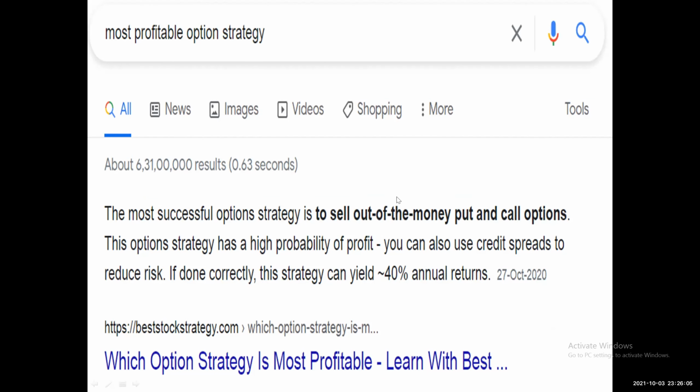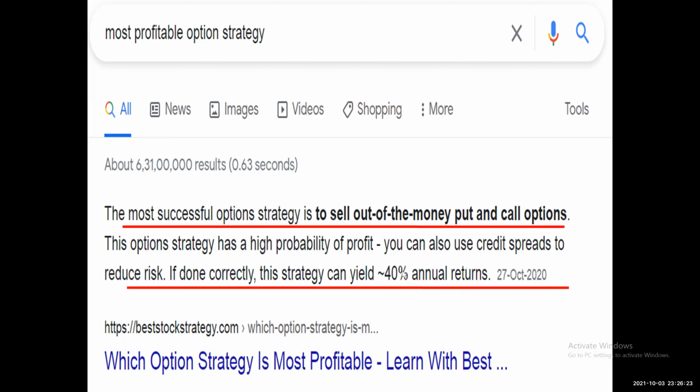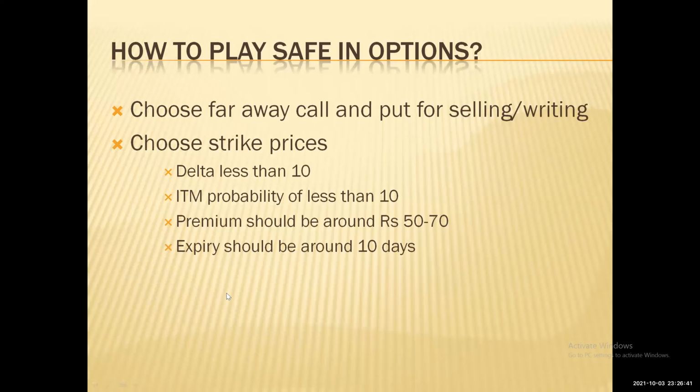Now, if we go to Google and type "most profitable options strategies", it gives an answer. You can see the number of results is too high. The most successful option strategy is to sell out of the money put and call options, and if done correctly, it can yield 40% on an annual basis. So if you properly do it, you can get 40% on your investment. So try to understand this concept.